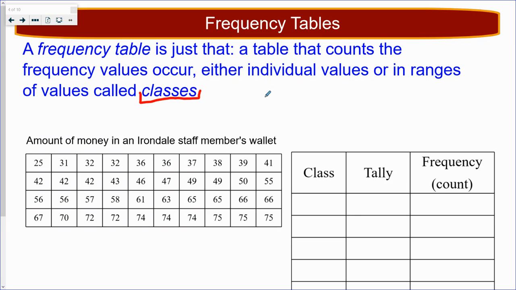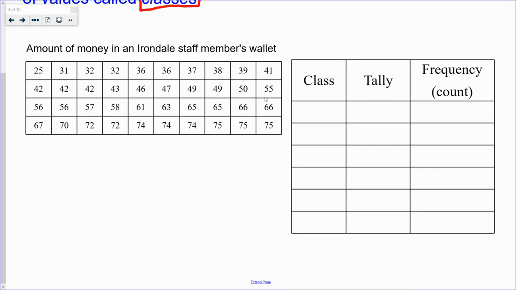I have one example here to help illustrate the point. It's the amount of money in an Irondale staff member's wallet. So I took a random sample of 40 individuals, and these are the dollar amounts that they said they had in their wallet currently. It would take a very long time for me to list out by every single number, have it organized. So I'm going to create classes, so equal sized groupings of the numbers.